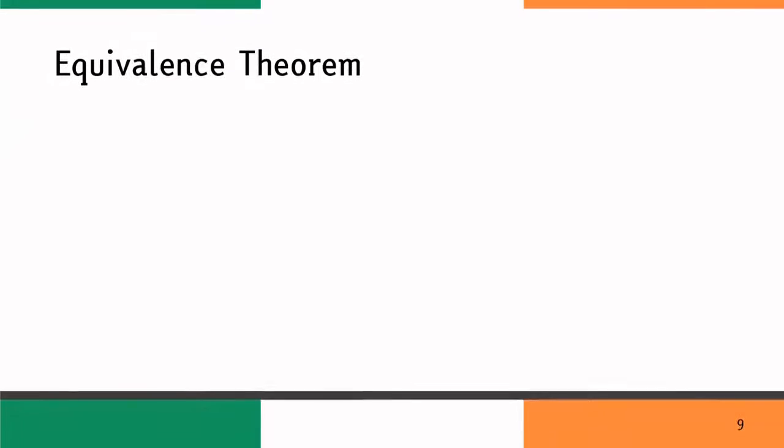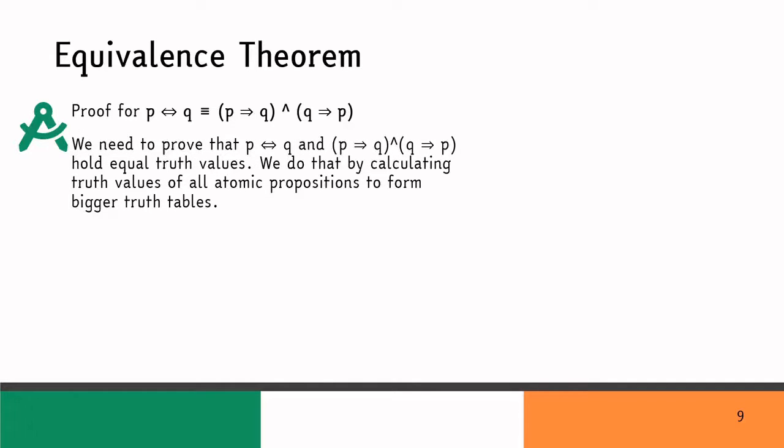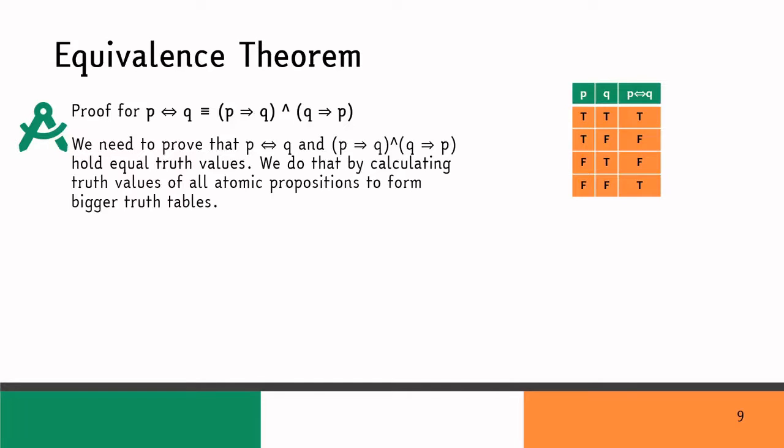Let us move on to the last theorem for today, the equivalence theorem. It states that P equivalence Q equals P implies Q and Q implies P. We have the truth table of P equivalent to Q as we saw earlier. Only in the cases where both P and Q are same, it results in true. When the truth values of P and Q are different, equivalence results into false.